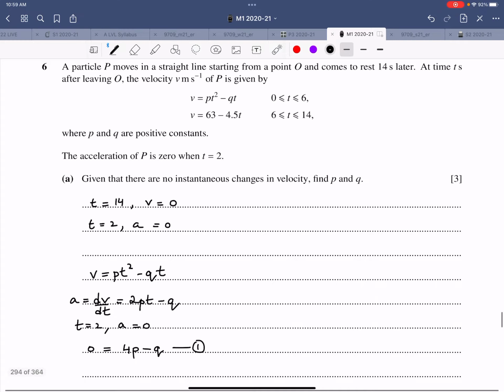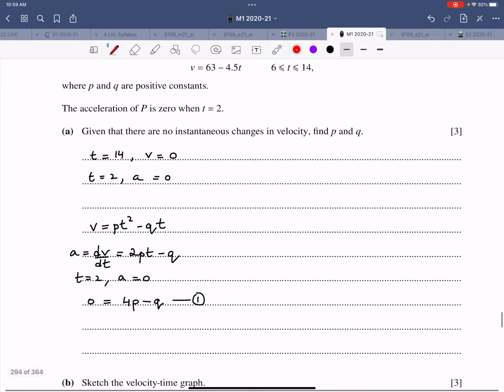Now, what else do we have? In the second equation, when t is 6, v is equal to 63 minus 4.5 into 6. So let me do this calculation. 4.5 multiplied by 6 is 27, and 63 minus 27, the difference is 36. Therefore, this is another condition that I have. When t is 6, velocity is 36.